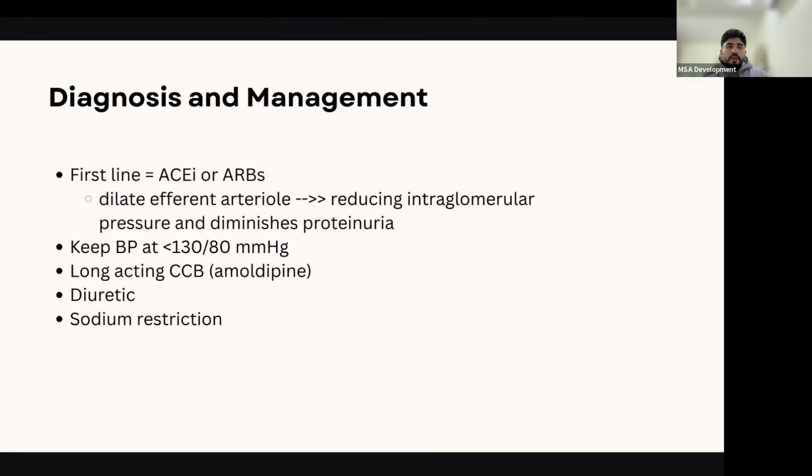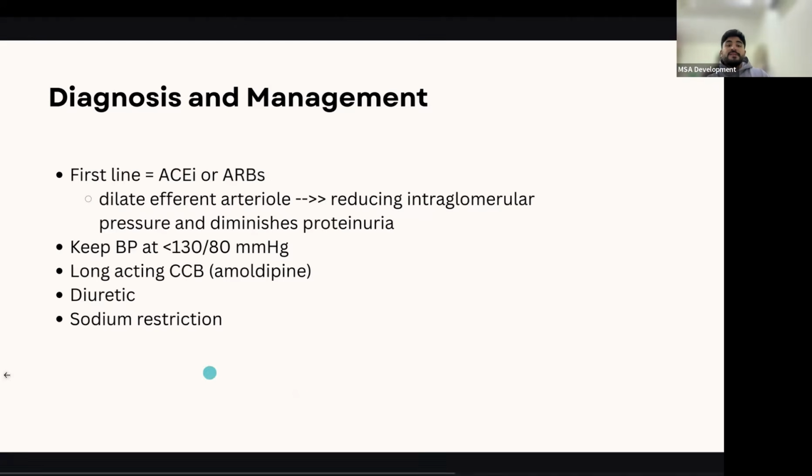Okay, how do we treat? We treat these people with ACE inhibitors and ARBs. Very, very, very important. It's a protective mechanism. How? It will dilate your efferent arteriole, reducing the pressure within the kidney, and decrease the proteinuria. That's number one. Second thing that you guys need to keep in mind, you need to keep the blood pressure less than 130 over 80. You can also give calcium channel blockers like amlodipine. You can give diuretics if the patient has a lot of fluid, which is causing his hypertension.